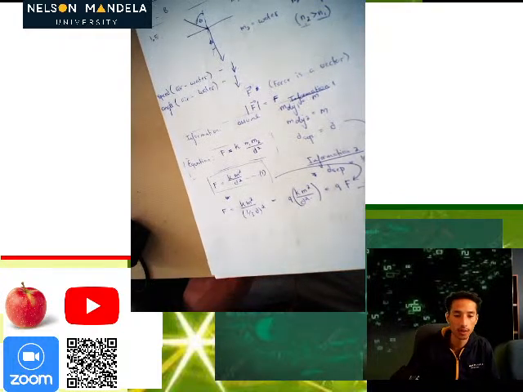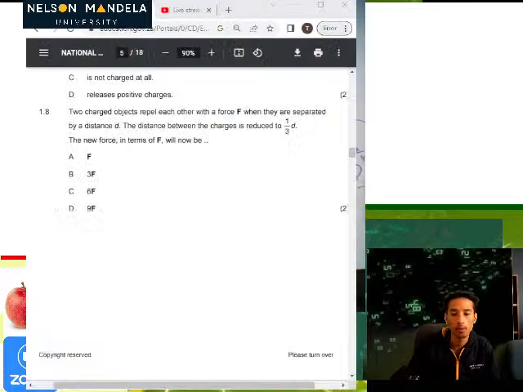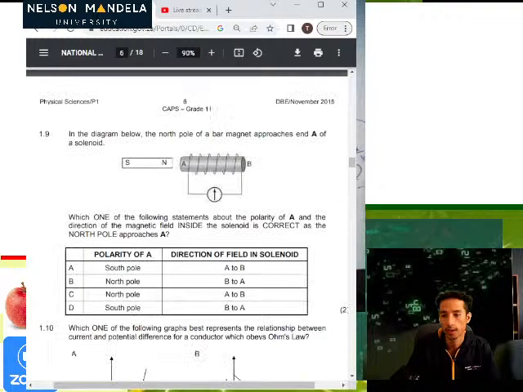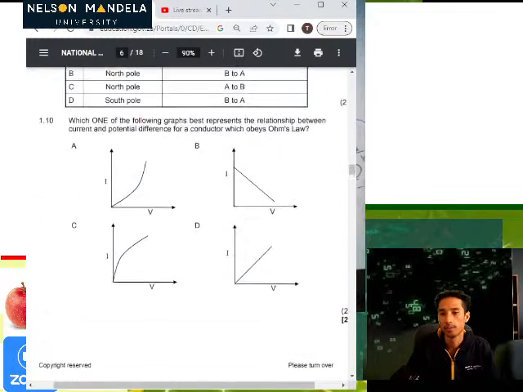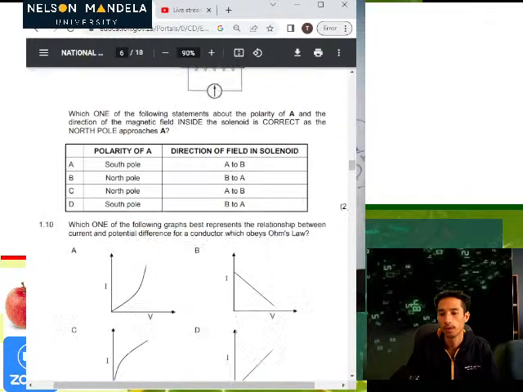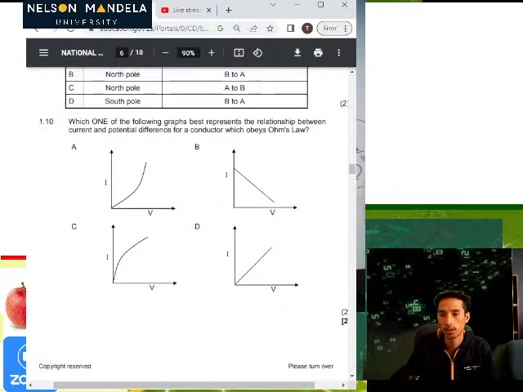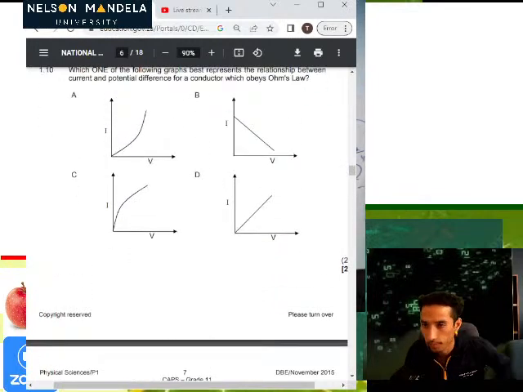From this result we would see that the correct solution here would in fact be D. Alright, I'm going to move on to question 1.10.